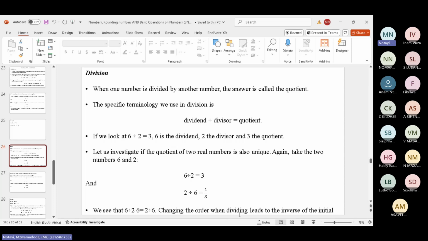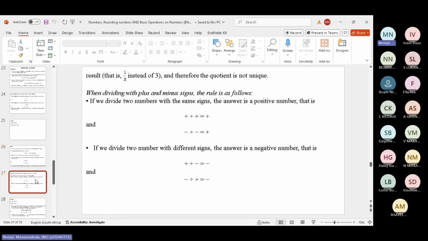So changing the order when dividing leads to the inverse of the initial result. That is 1 over 3 instead of 3. And therefore the quotient is not unique.